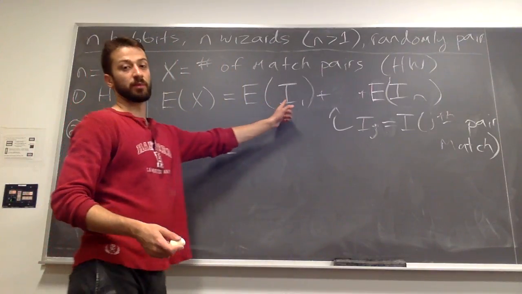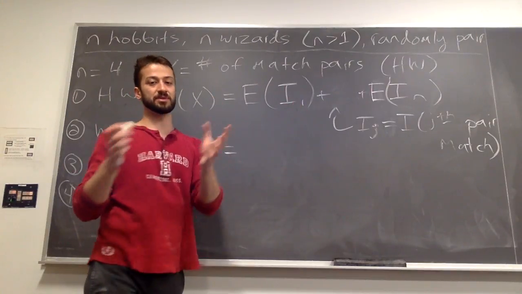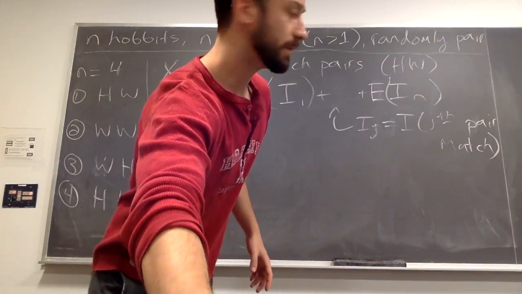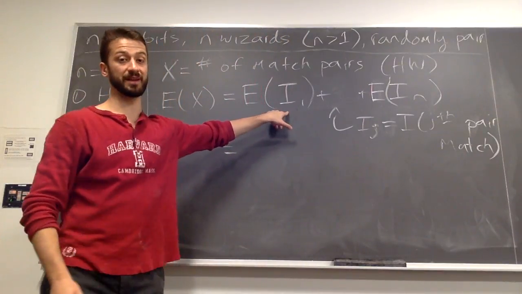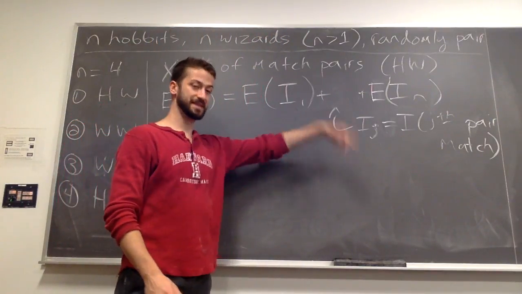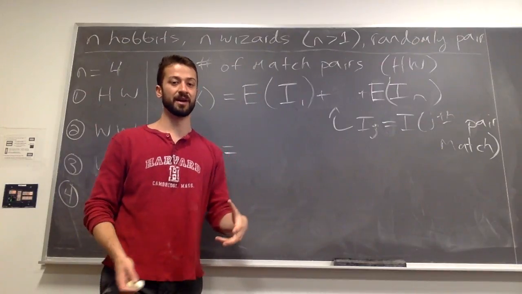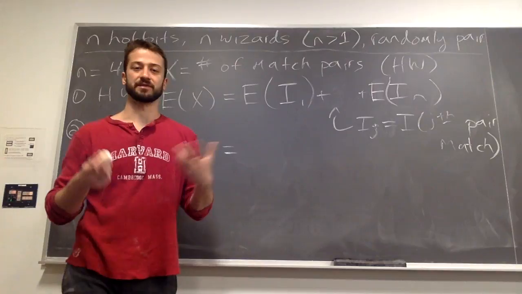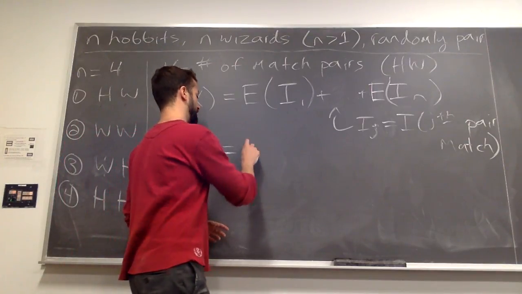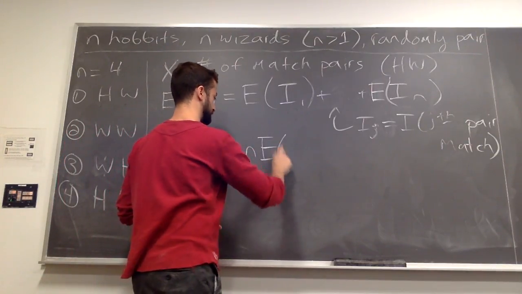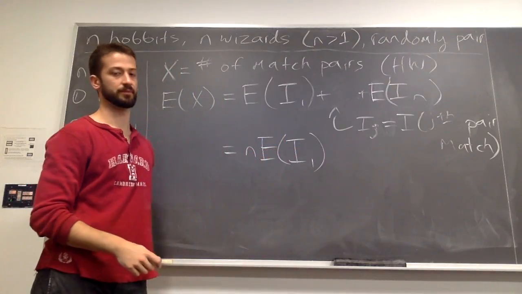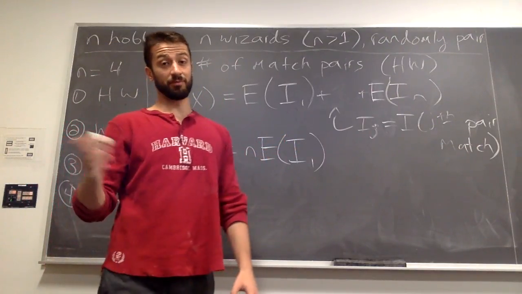And now I can simplify this one more step. By the symmetry of the problem, the pairs aren't different at all. The expectation of the first pair being a match is the same as the expectation of the sixth pair being a match, as the nth pair. They all have the same expectation of being a match. It wouldn't make sense if they were different. It's totally symmetrical. So it simplifies to n times the expected value of I1, because all of these are the same and we have n of them. So that's a simplification.